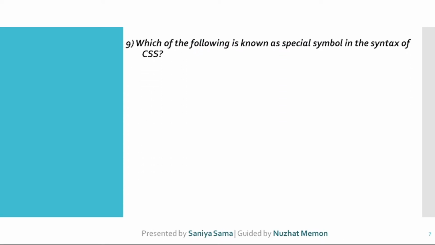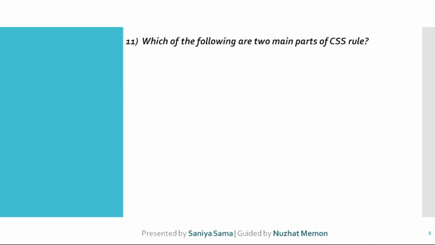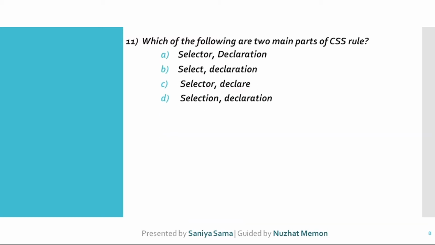Ninth, which of the following is known as special symbol in the syntax of CSS? Option A, rules, option B, selector, option C, declaration, option D, input. The answer is rules. Tenth, a CSS rule has how many parts? Option A, 2, option B, 3, option C, 4, option D, 5. The answer is 2. Eleventh, which of the following are two main parts of a CSS rule? Option A, selector declaration, option B, select declaration, option C, selector declare, option D, selection declaration. The answer is selector declaration.